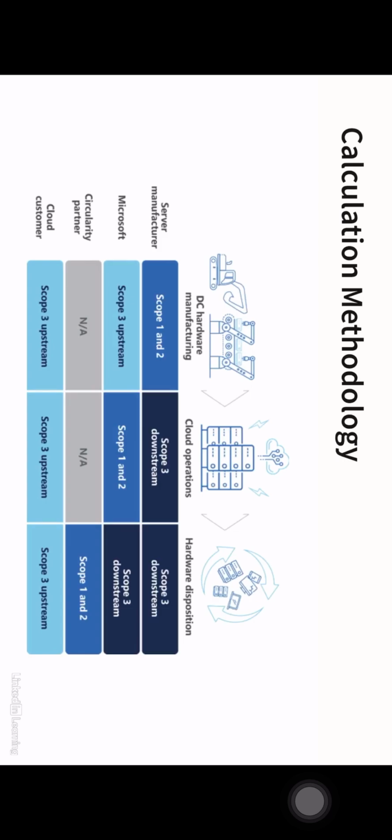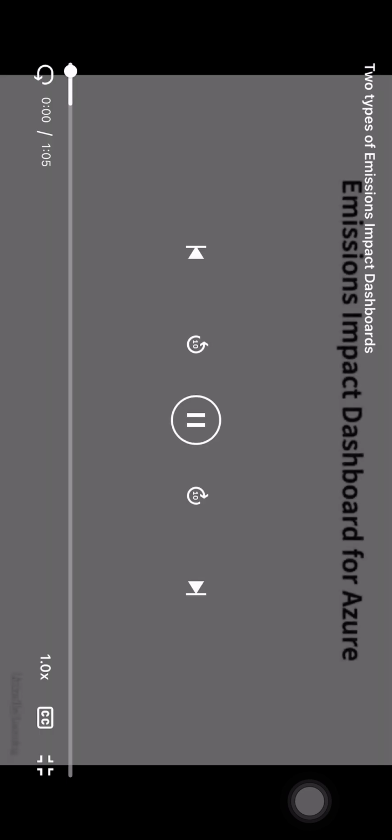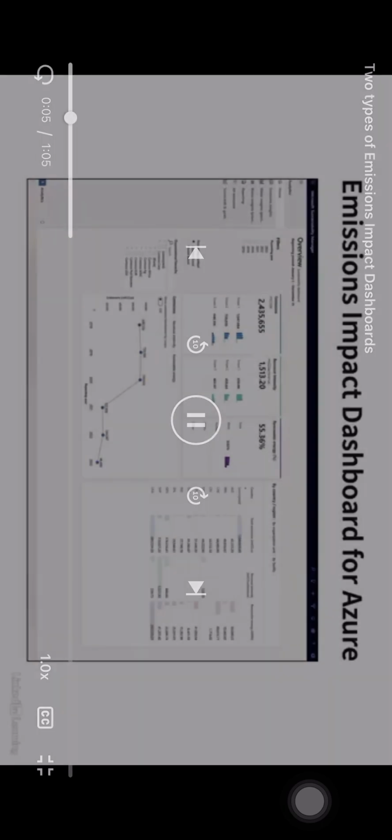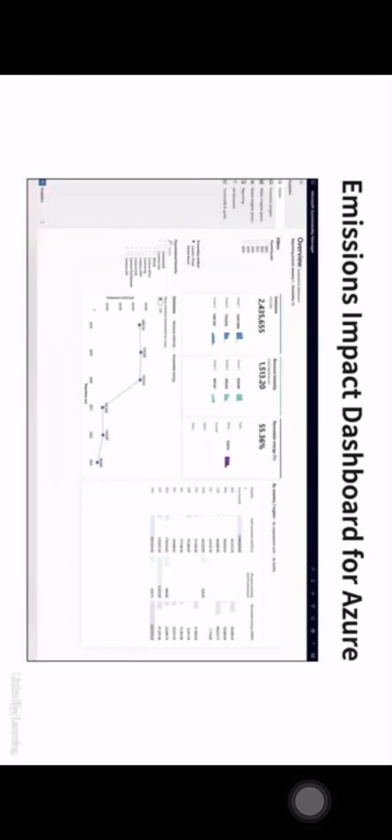Let's go a little deeper into the emissions impact dashboard for Azure. The emissions impact dashboard for Azure has multiple tabs that detail a range of metrics. The dashboard provides insights into emissions that are generated based on an organization's use of Microsoft Cloud services. Key fact boxes across the upper left of the page provide visibility into carbon emissions, total cloud usage, and carbon intensity, which is a measure of efficiency.